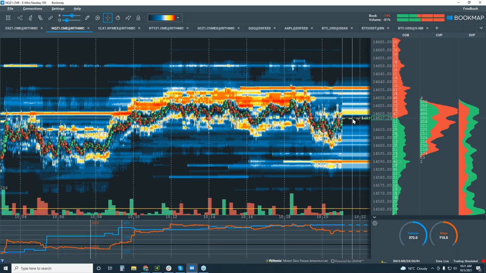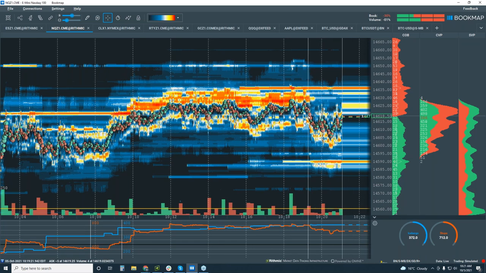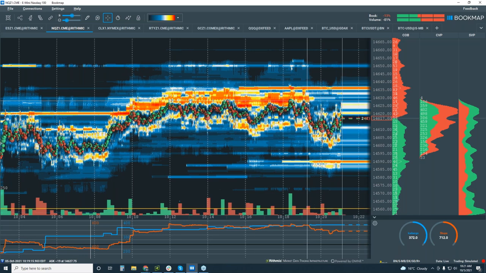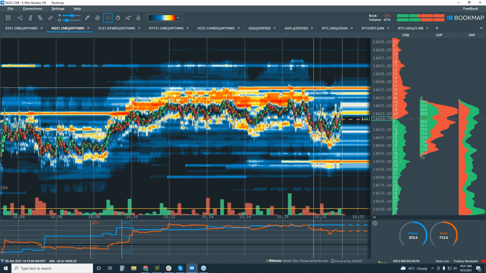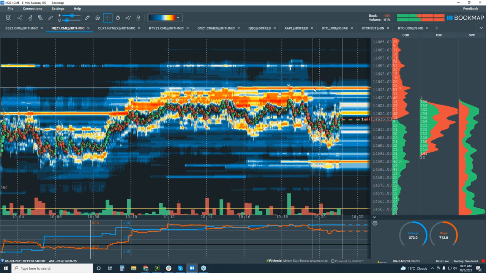All right, so let's see it. Let's see it, buyers. Let's see a move through this area back up into the swing high and then through it up into 636, it looks like.